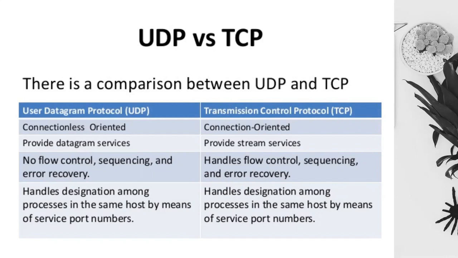TCP handles flow control, sequencing, and error recovery. If the three-way handshake wasn't successful, TCP would break that connection and start a new TCP three-way handshake to recover from the error. UDP handles designation among the processes in the same host by means of service and port numbers, whereas TCP handles designation among processes in the same host by means of port numbers. I hope you understood the difference. The main difference is UDP is a connectionless protocol, whereas TCP is a connection-oriented protocol which uses a three-way handshake in order to communicate between two machines.